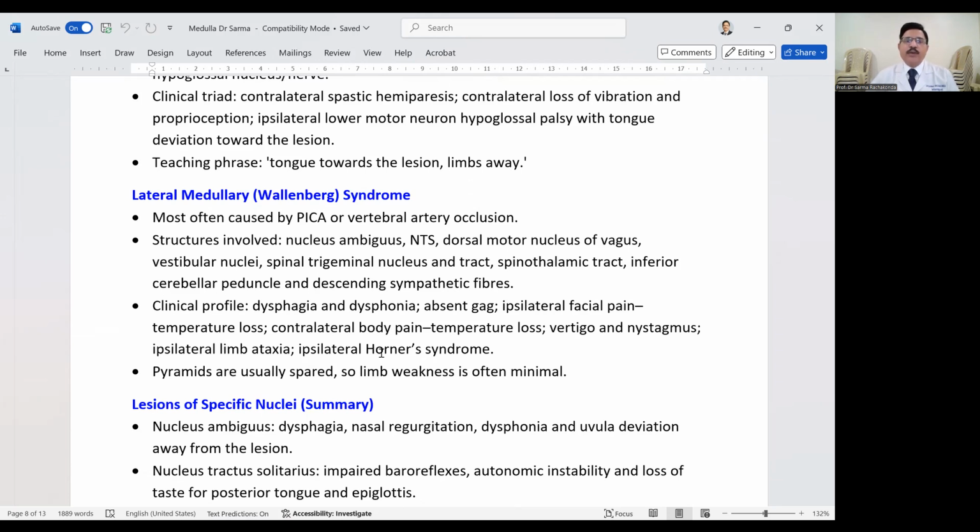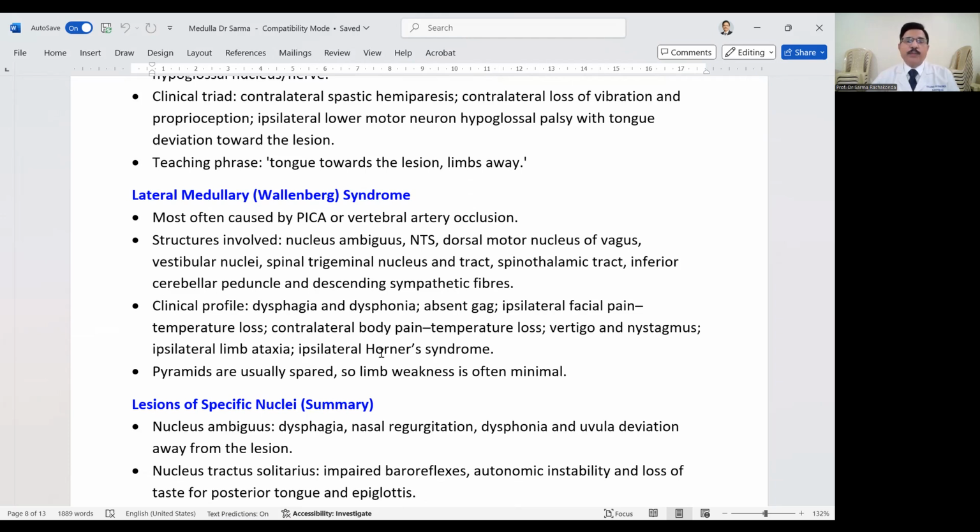Okay. Vestibular nuclei for the balance. Spinal trigeminal nucleus for the face sensations. Spinothalamic tract for the opposite side pain and temperature. Okay, already crossed tract, spinothalamic. Inferior cerebellar peduncle again for the balance and coordination. And sympathetic fibers for the autonomic control, like your control of the heart rate, respiration, blood pressure, all those things.